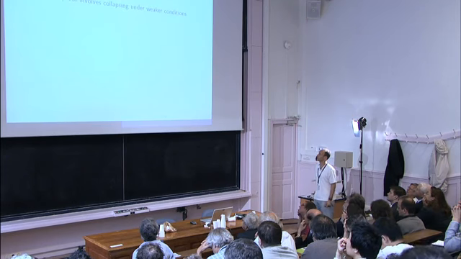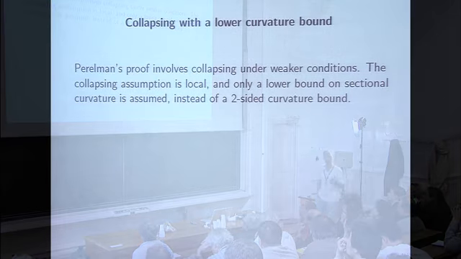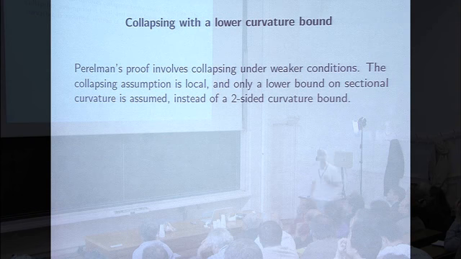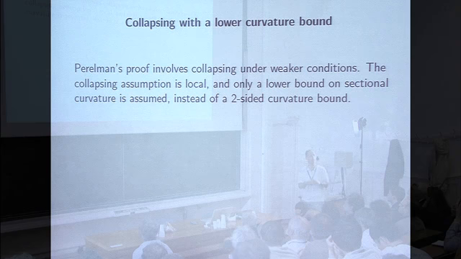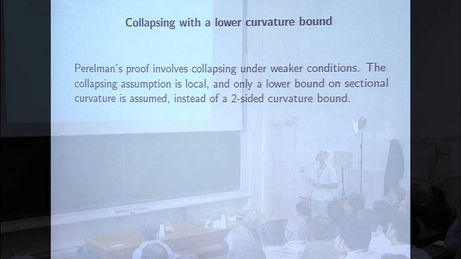All right. So now I want to talk about the form of collapsing that shows up. This is collapsing with a lower curvature bound. The assumptions are weaker in two different ways. First of all, we're no longer assuming you have a sequence of manifolds with global upper and lower curvature bounds. We're looking instead at manifolds where you have a local bound on curvature. And second, instead of looking at two-sided curvature bounds, we just look at lower curvature bounds.